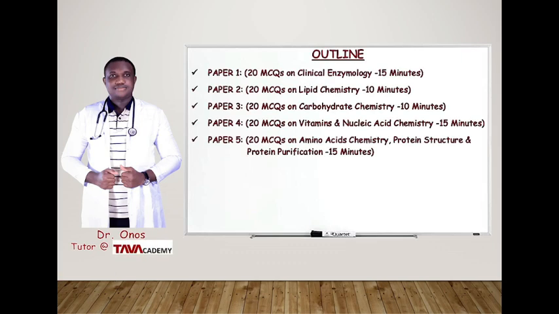So an outline for the review will cover 20 MCQs in clinical enzymology. This was how I gave you guys in class that day, 15 minutes. So 20 MCQs in lipid chemistry, 20 MCQs in carbohydrate chemistry, paper 1, 2, and 3. Paper 4 with 20 MCQs on vitamins and nucleic acid chemistry. And paper 5 is 20 MCQs on amino acid chemistry, protein structure, and protein purification. So this will be the outline for the MCQ. So in this video, I'll start with paper 1, 20 MCQs in clinical chemistry.